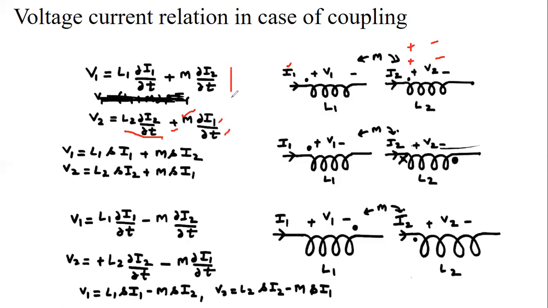Okay, these equations are in the time domain. If we want to represent them in the frequency domain, here d/dt is represented as S in the frequency domain, and the voltage is in the time domain. So the equations are V1 equal to L1S I1 plus MS of I2, and V2 equal to L2S I2 plus MS of I1.